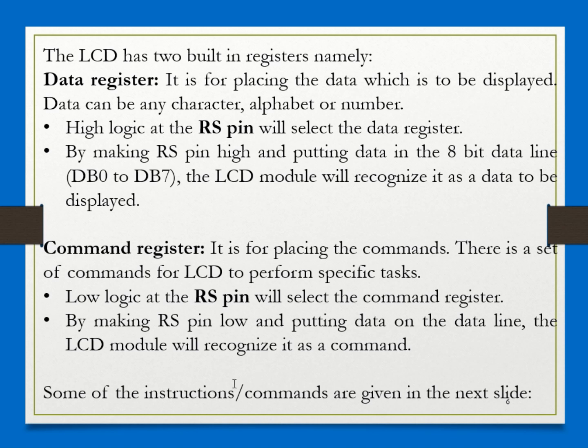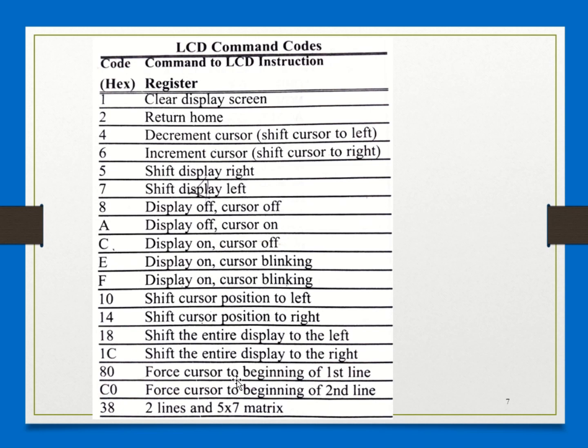So what are these commands? If the command you're sending is 01, then you mean clear the display screen. If the command you're sending to the LCD is 2, then return home, that is, it will come to the home position, the beginning position. 4 is the command to decrement the cursor, so the cursor will shift to the left. 6 is the command to increment the cursor, or move the cursor to the right.